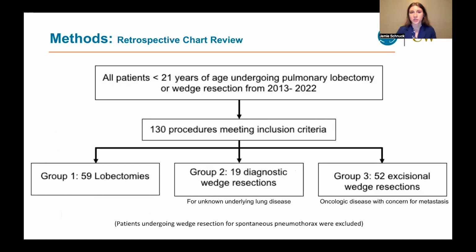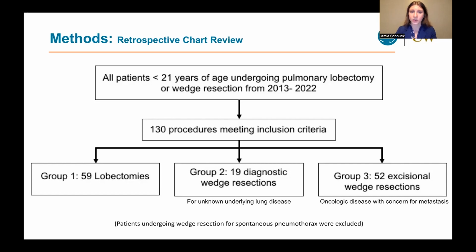We performed a retrospective chart review of all patients less than 21 years of age who underwent either pulmonary lobectomy or wedge resection at one academic children's hospital. Patients who underwent wedge resection for a spontaneous pneumothorax were excluded. 130 procedures met inclusion criteria and were subsequently divided into 3 groups.